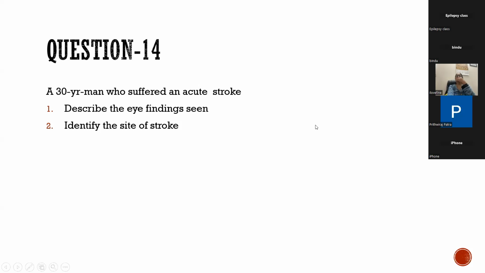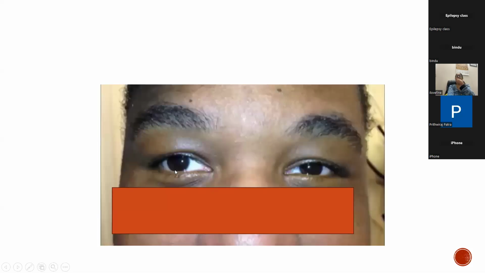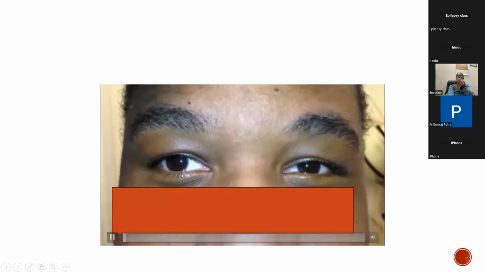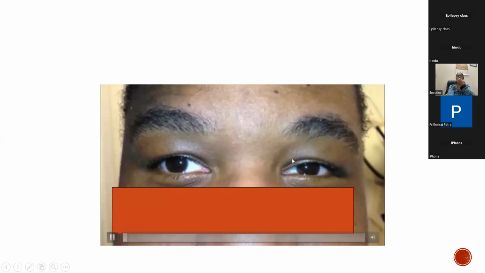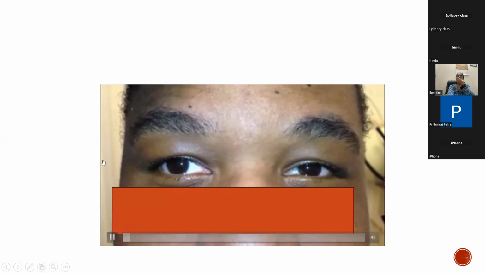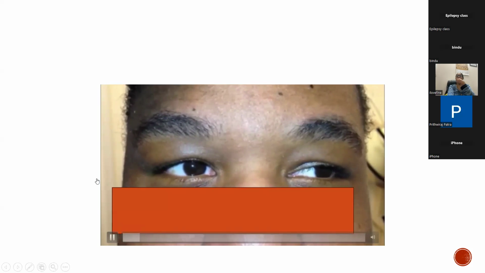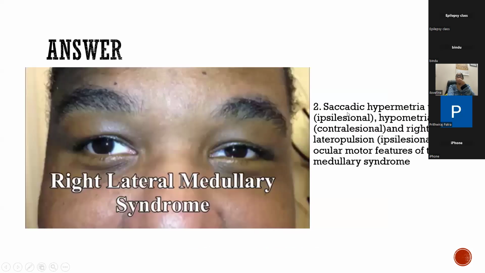The next question was a 30-year-old man who suffered an acute stroke. Here we can see that in the saccadic testing, there is saccadic intrusion, saccadic hypermetria. So the diagnosis is right lateral medullary syndrome. The eye findings are saccadic hypermetria to the right, that is ipsilesional, hypometria to the left, which is contralesional, and rightward ocular lateropulsion to the same side.